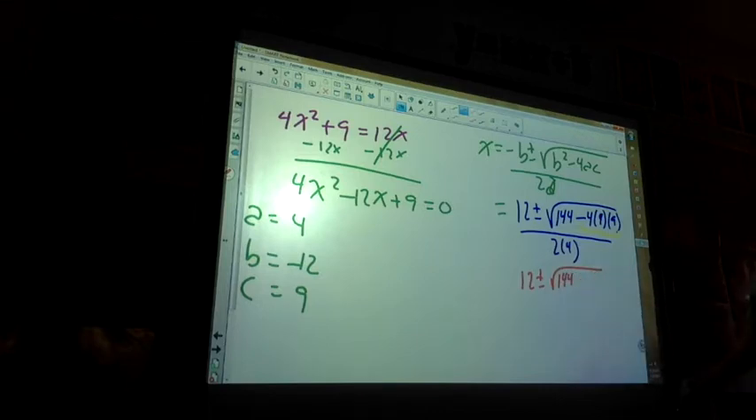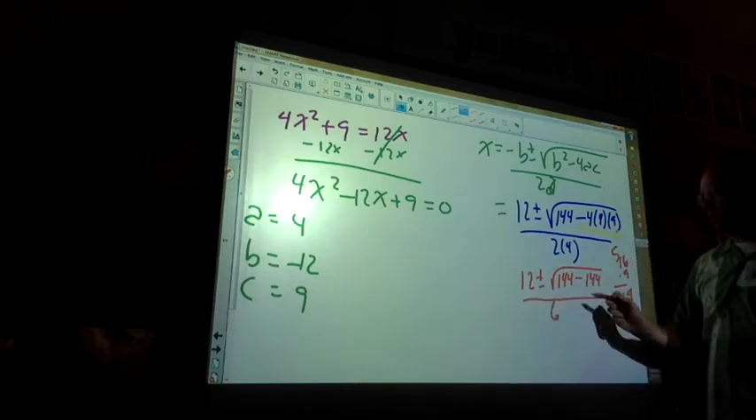Let's do the math. 4 times 4 is 16. It's going to be negative. 16 times 9. Thanks for having a calculator and helping. What is that? 144?